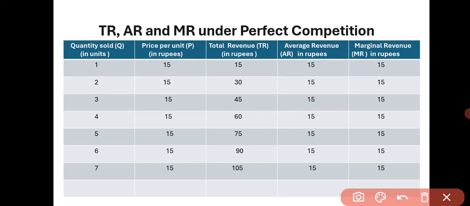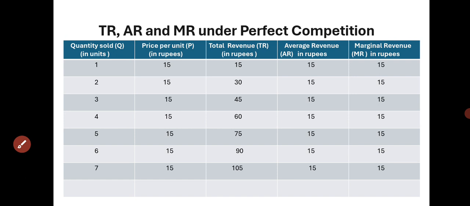We have marked here one thing, that there is uniform price, average revenue and marginal revenue, all the three are the same, right? Average revenue is price and average revenue becomes marginal revenue. In all the cases, AR is equal to MR is equal to price. Okay, and total revenue increases by this margin only, plus 15 in every case.